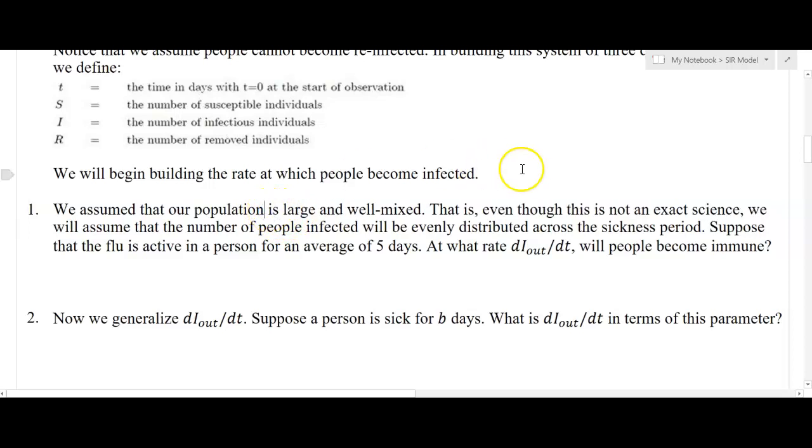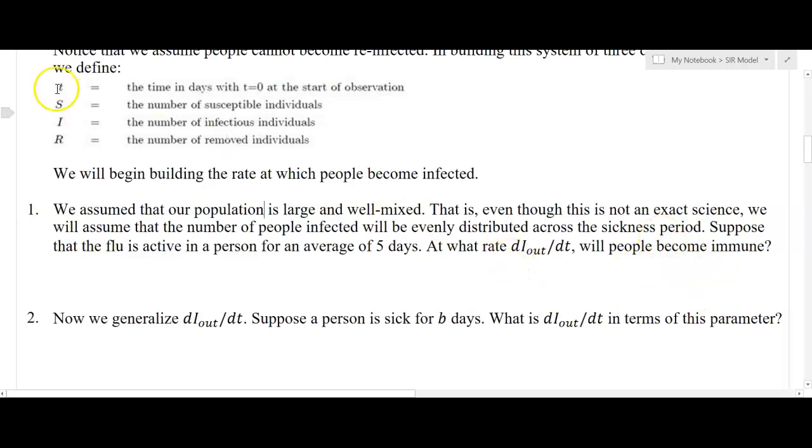That is, even though this is not an exact science, we will assume that the number of people infected will be evenly distributed across the sickness period. Suppose that the flu is active in a person for an average of 5 days. At what rate, dI out/dt, will people become immune?